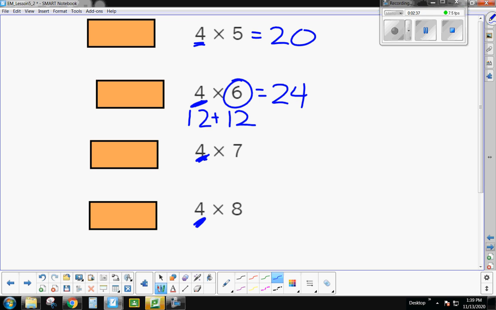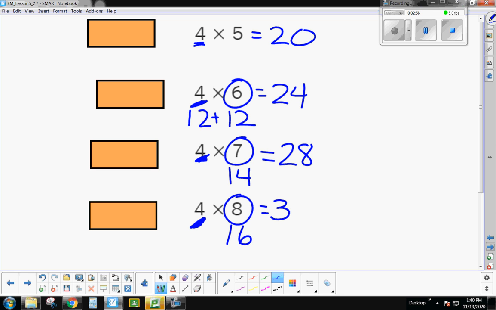Okay, again, this is times 4. Take the other factor, double, double. 7 plus 7 is 14. So 14 plus 14 is 28. This is times 4, so double, double. 8 plus 8 is 16. 16 plus 16 is 32.